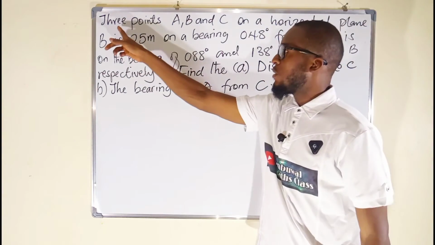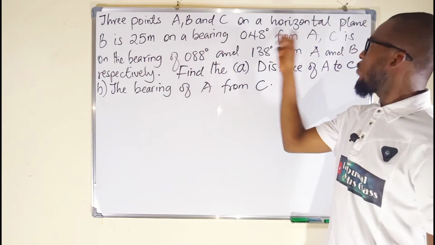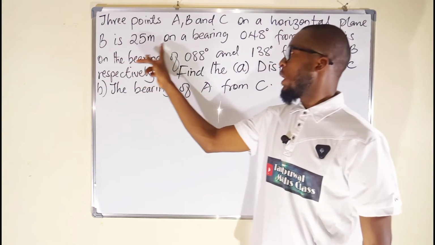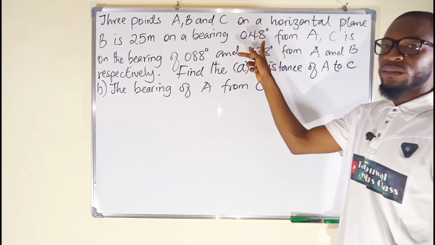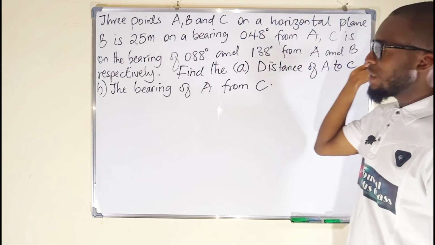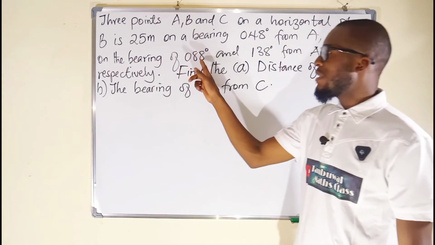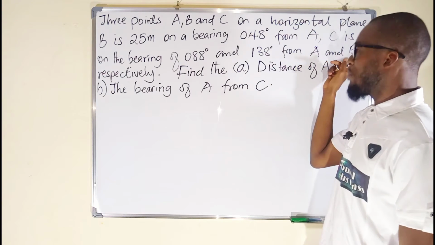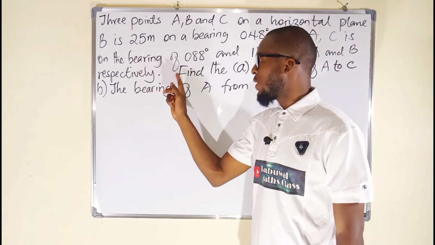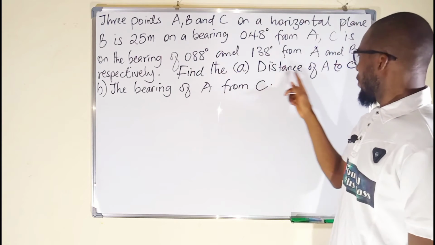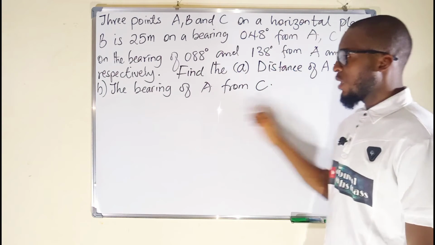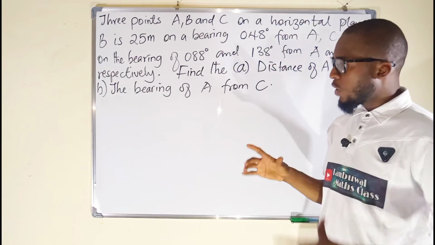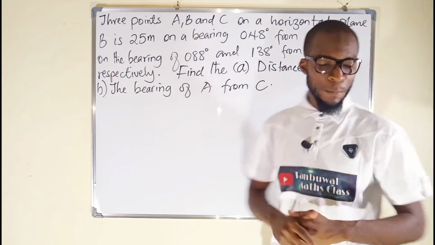The question says 3 points A, B and C are on the horizontal plane such that B is 25 meters on a bearing of 48 degrees from A, and C is on a bearing of 88 degrees and 138 degrees from A and B respectively. The question says we should find the distance of A to C, and secondly we should also find the bearing of A from C. So now let us form a sketch of this information.